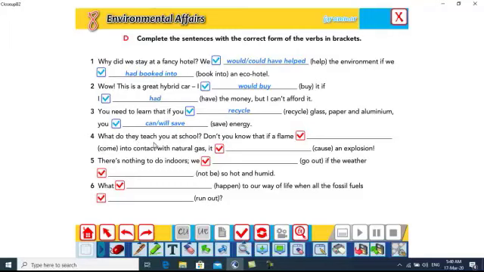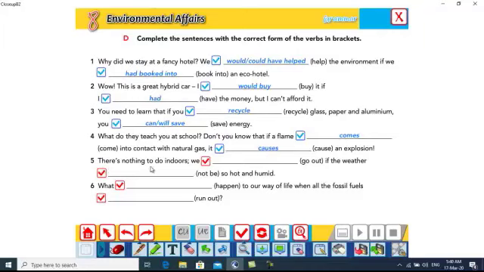What do they teach you at school? Don't you know that if a flame comes in contact with natural gas, it causes...? Who can tell me the rule here? If, present simple, and this sentence is zero conditional.